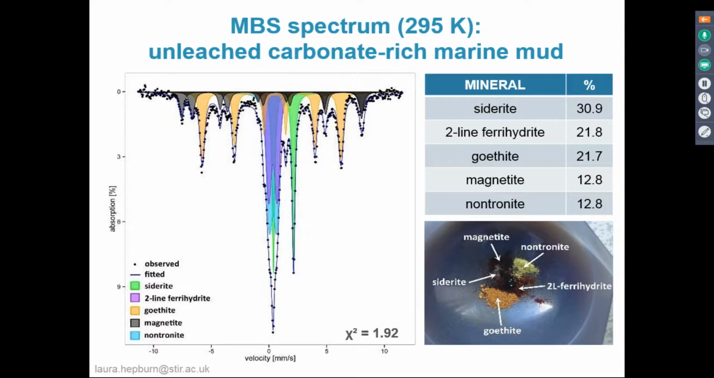This is the Mössbauer spectrum of the complete mixture. In it, I've used one mineral from each step in the sequential extraction. Siderite represents our carbonate, our 2-line ferrihydrite represents our easily reducible iron oxides, and our goethite is representative of our slightly less reducible iron oxides. And it's these three that are our main targets for our reactive iron phases.